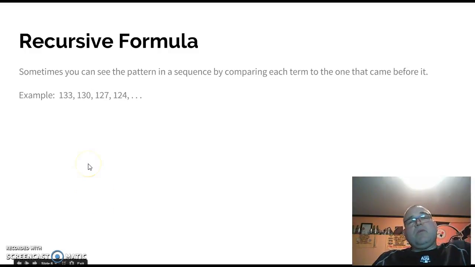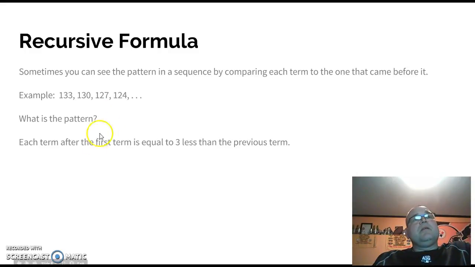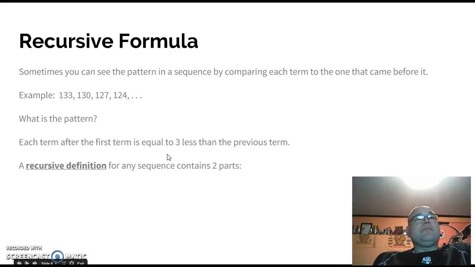Take a look at this example. 133, 130, 127, 124. You may see a pattern. Yeah, we're going down by 3 every time. Each term after the first term is equal to 3 less than the previous term. So instead of writing out this explicit definition, we can write it out as a recursive.